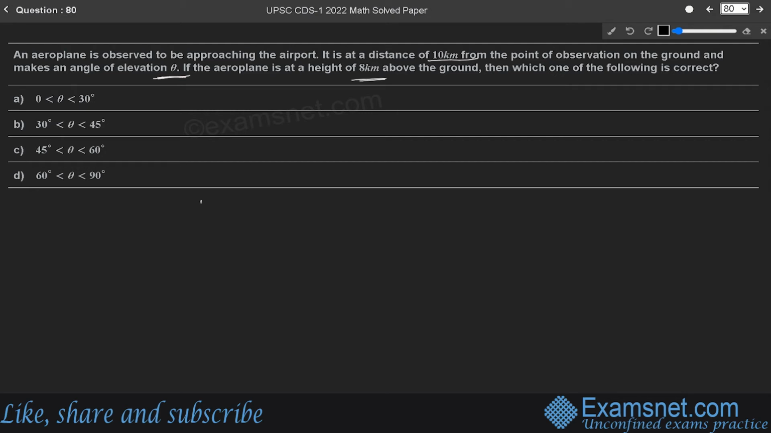So first let us make the required diagram for this question. We know that there is an angle of elevation, so it will be theta. Let this be A, B and C. According to the question, AC is 10 and AB is 8.